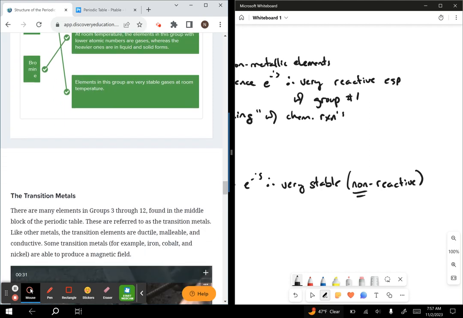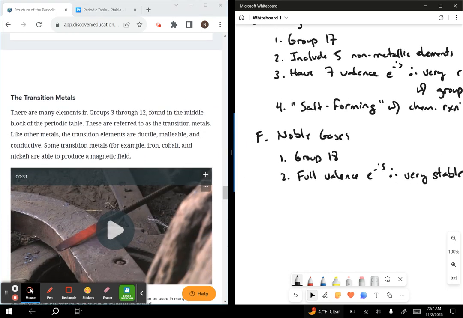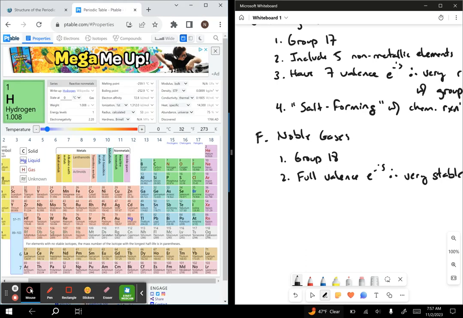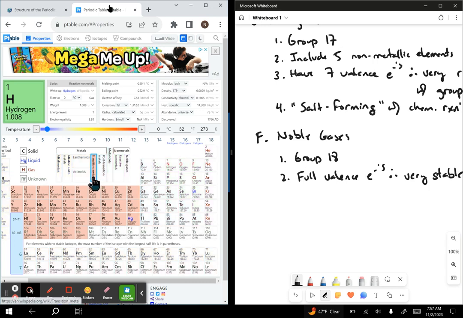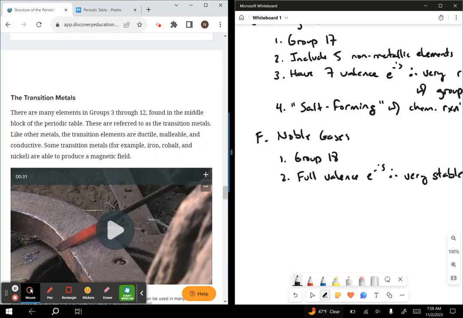And what do we have next? We have the transition metals. Okay, so this is going to be everything in the middle. So if you take a look at rows 3 through 12, those are your transition metals. Okay, you can kind of see I've highlighted that. Okay, these are a little trickier. It's a little harder to predict things with these because not only are the valence shell electrons involved in chemical reactions, but the inner shell electrons can also be involved in that.